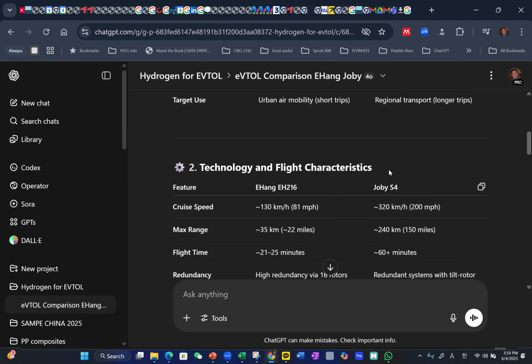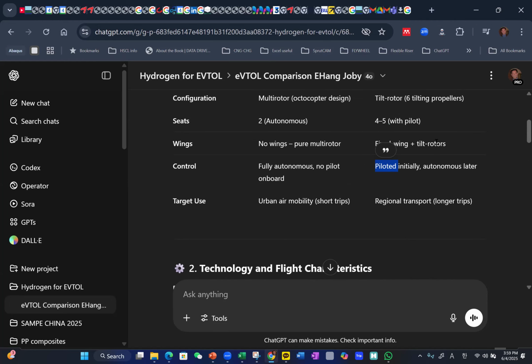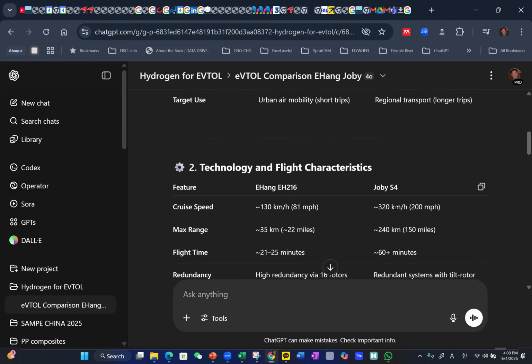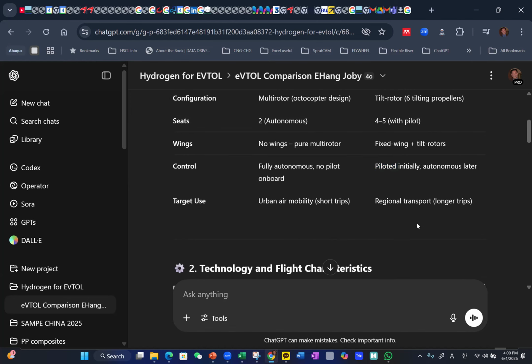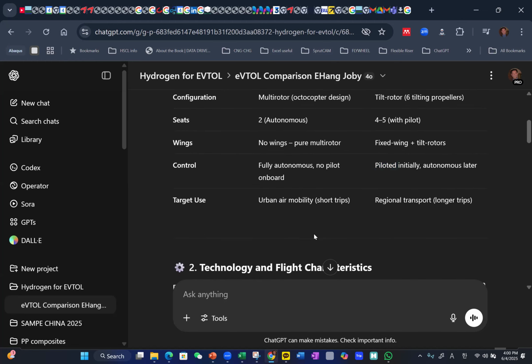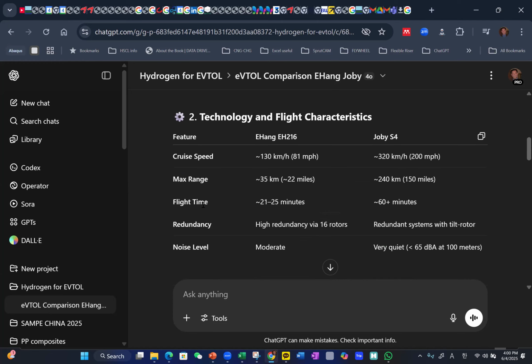Why is this possible? Well, this is mainly because of the tilting rotor. Tilting rotor means that when it flies, the rotor is in the direction of flying, so it can fly very fast. That's why it can be applied to a longer trip, whereas the EHang is for the short trip. And the flight time is about 20 minutes versus 60 minutes. Maximum range is about 35 kilometers versus 240 kilometers, which is really long.